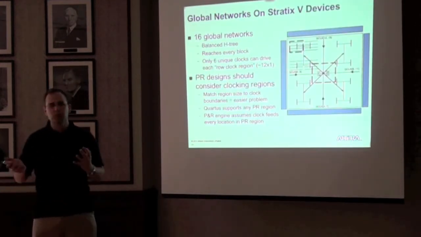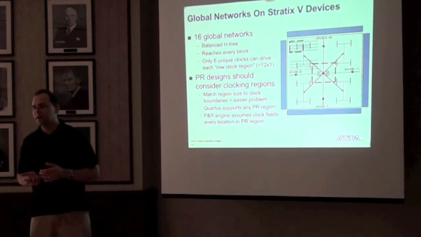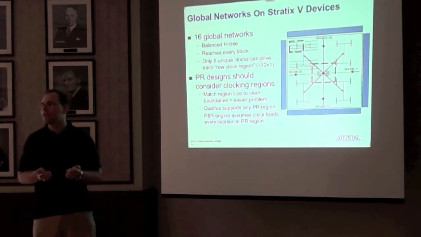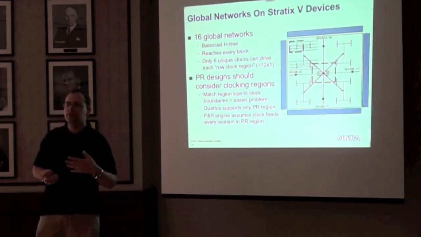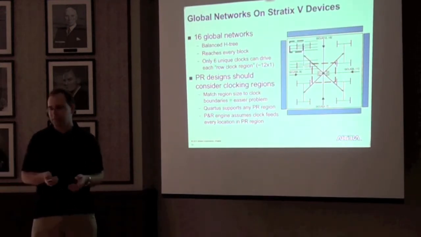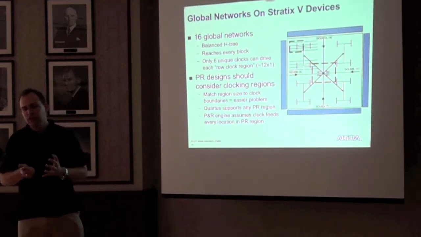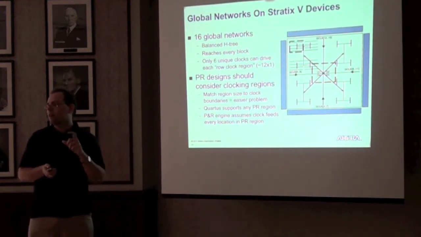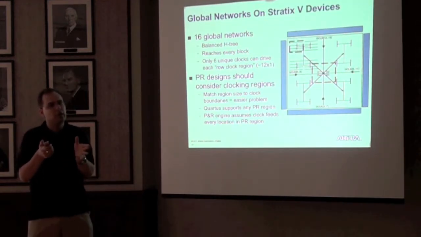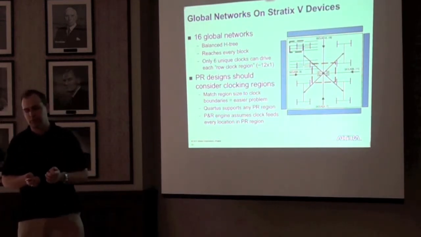So global networks are global, and we provide many different layers of global networks in our devices. I don't want to go through all of them now, I just want to provide one as an example. One type, and probably the most common, is 16 chip-wide networks that are a balanced H tree that can reach every block. These are for distributing clocks, asynchronous clears, and other extremely high fan-out signals. Our device structure says that only 6 of those unique clocks can drive every row clock region, and this is a region of 12 by 1 blocks on the chip. Our compiler takes this into account all the time. This has been true for quite a while.